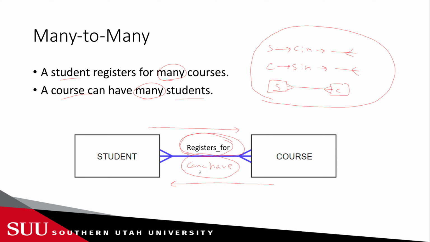Now again, we don't have to specify both. Specifying the one that's on top will allow us to know what the other one on the bottom is, because you can just figure it out. If a student registers for multiple courses, then the course can have multiple students. Again, it's always better to include this, but it's not strictly necessary, as we can infer it from the top one. Okay.